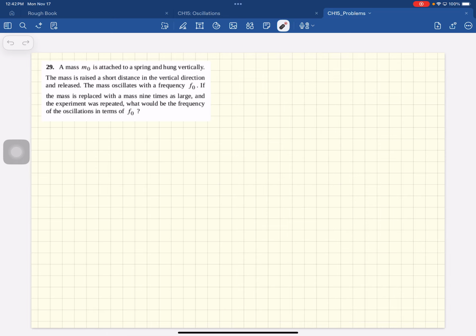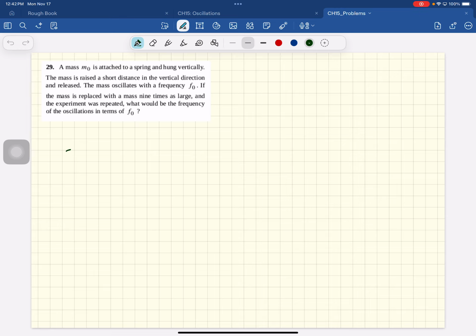Okay, this problem says a mass m naught is attached to a spring and hung vertically. The mass is raised a short distance in the vertical direction and released. It oscillates with a frequency f naught. If the mass is replaced with a mass 9 times as large and the experiment repeated, what would be the frequency of oscillation?